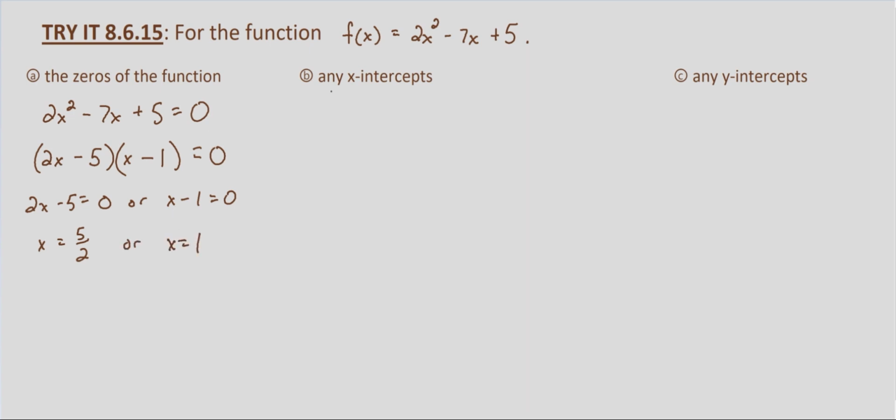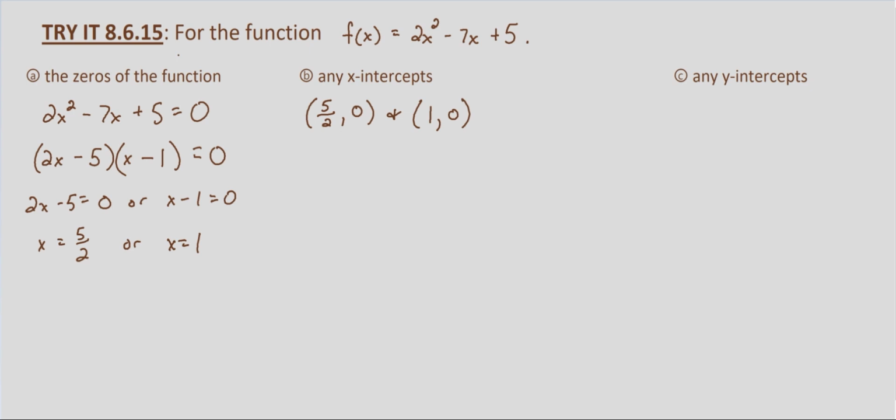So our x-intercepts are going to be (5/2, 0) and (1, 0). Those are going to be our two x-intercepts, because that's where, when x equals that value, the function equals 0. And that is what an x-intercept is.